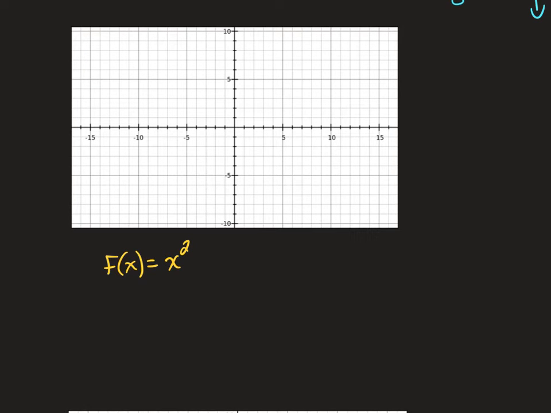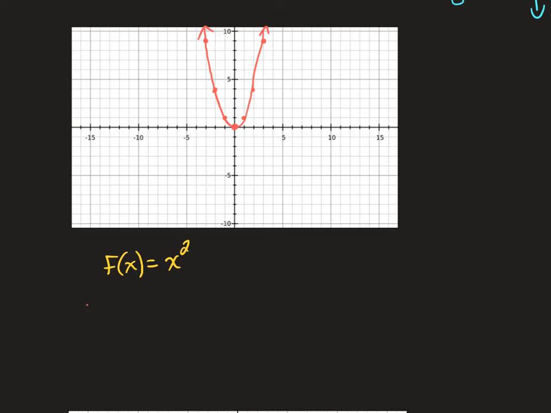So I'll plot 0, 0. And then if I plug in 1, 1 squared is 1. 2, 2 squared is 4. 3, 3 squared is 9. Right there. And then similarly the other way, negative 1 squared is 1, negative 2 squared is 4, negative 3 squared is 9. Right, and so we get this beautiful parabola. Hopefully yours looks better than mine.